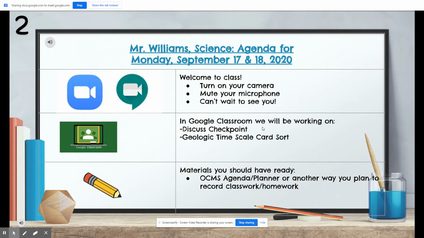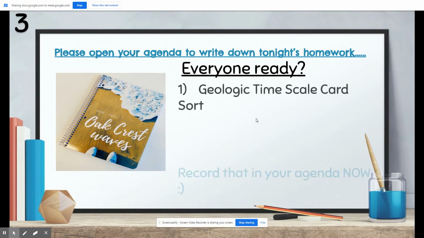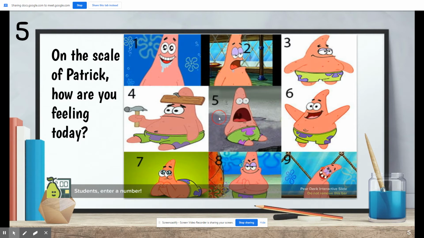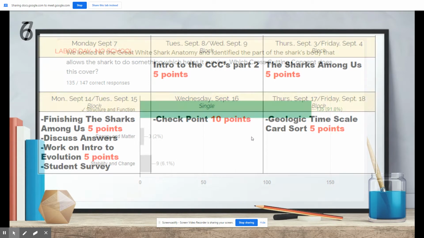So you can look through the checkpoint if you want and see if you're curious about how all the students did. And then what you'll be turning in today is the geologic timescale card sort. So make sure at some point you write this in your agenda. This is in the assignment, so you can go back and write this in your agenda if you want later. We're going to skip the welcoming ritual. So again, today, Friday the 18th, you're turning in the geologic timescale card sort.